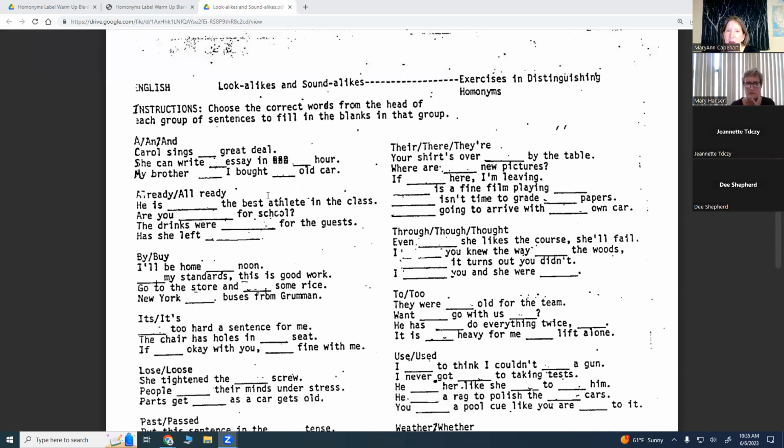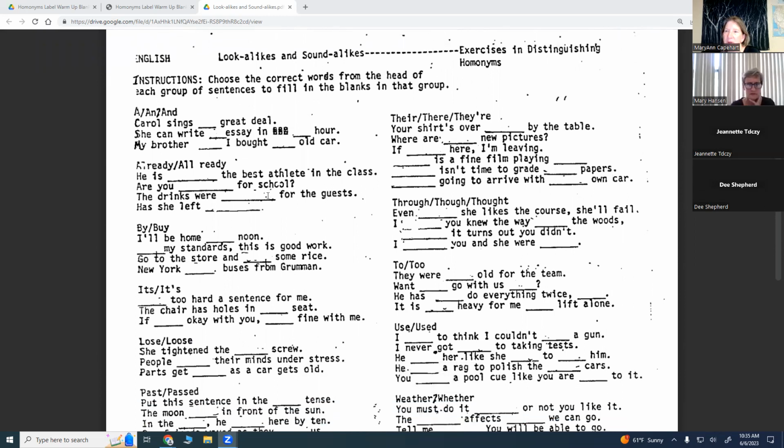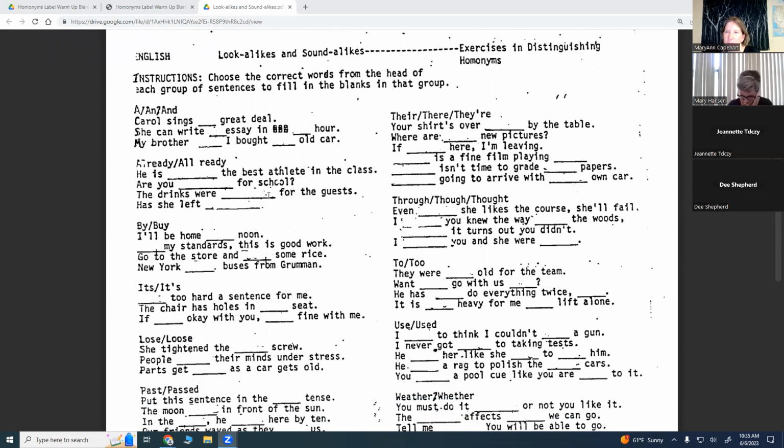Choose the correct words from the head of each group of sentences to fill in the blanks in that group. Now, their, there, and they're, that's probably one of the most common ones that we mistake. I find myself doing that. One is possessive, it's yours. The other is a place. And the other is a subject and verb, they are, reduced. So get started on that, and I want you to keep these in mind so you'll never make these mistakes again.